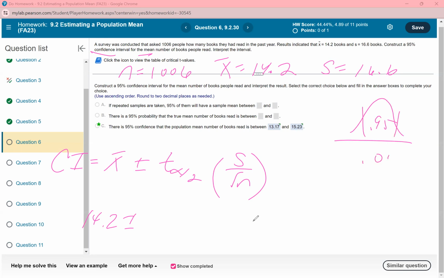So to get my t, I'm going to do inverse norm of 0.05 divided by 2. So in second distribution, not inverse norm, my bad. Inverse t of 0.05 divided by 2, degrees of freedom N minus 1. N is 1,006, so 1,005. Then 1.9623 times 16.6 over the square root of 1,006.